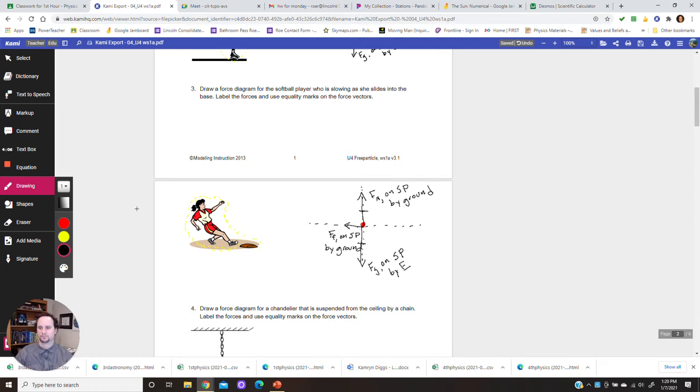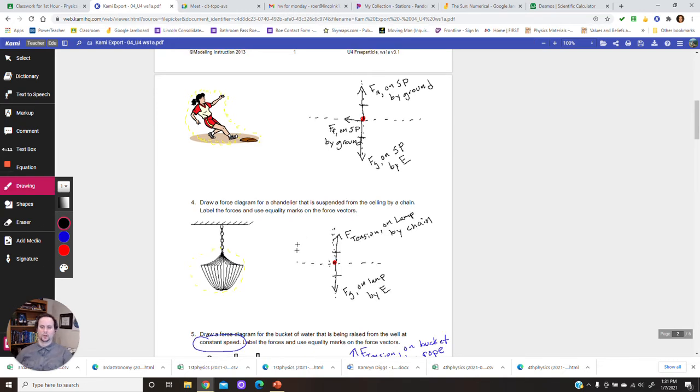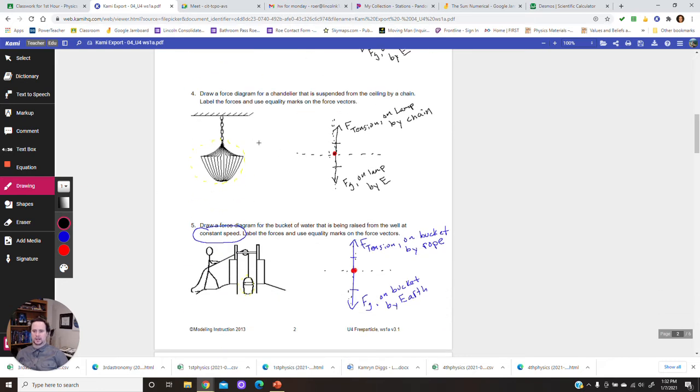All right, I'll go ahead and get the rest of these done, and then we'll be back with you in just a quick second. All right, we're back looking at number 4. This is a lamp on the ceiling. We've got the force of gravity on the lamp by the earth, straight down. And we've got tension from the chain holding the lamp up, providing an upward force. Those two are equal since it's just suspended there. Nothing else is touching the lamp, so no other forces.